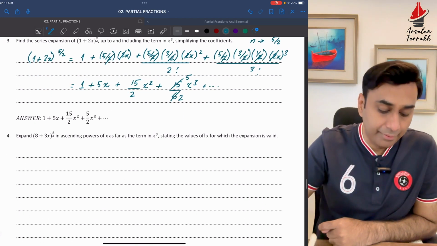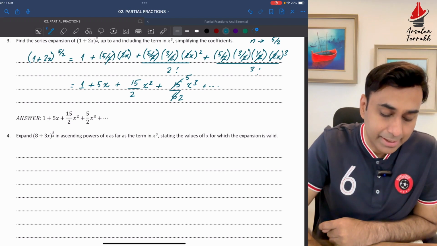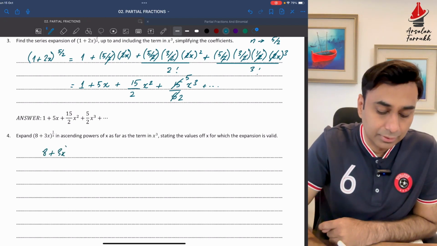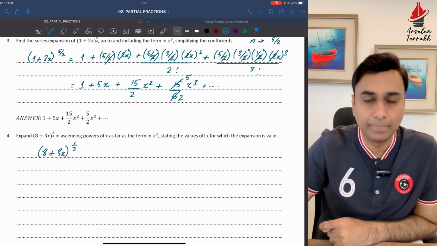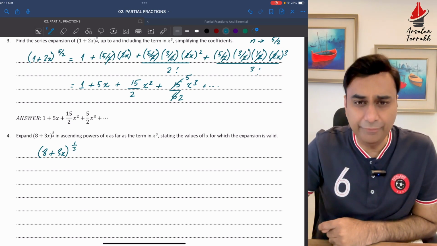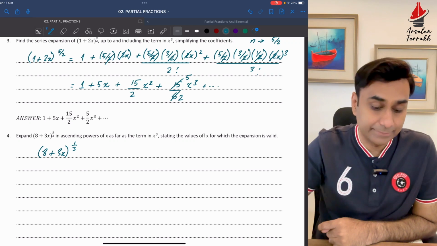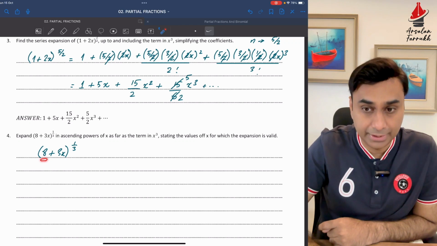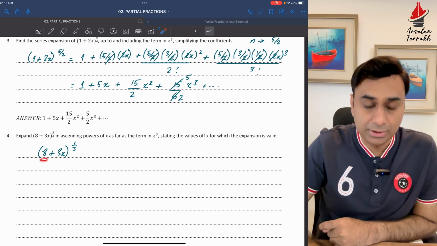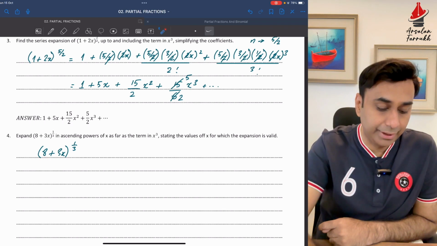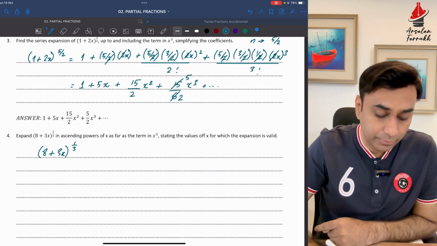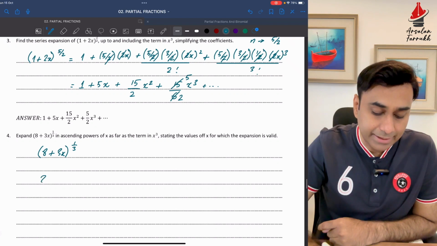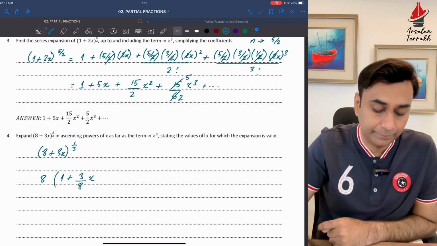Let's have a look at another example where you have to expand 8 plus 3x whole power 1 upon 3. Now, you have to do a bit of extra working over here, because the first term you have to make sure is 1 always whenever you do your expansion. So if it is not equal to 1, then you have to take the constant out common so that it becomes 1. So I take 8 common out here so that the first term becomes 1 and the second term becomes 3 by 8x.